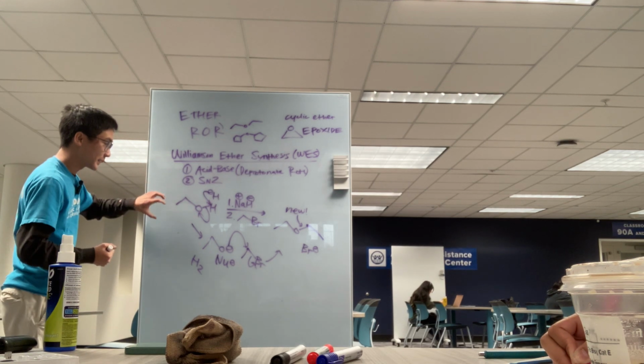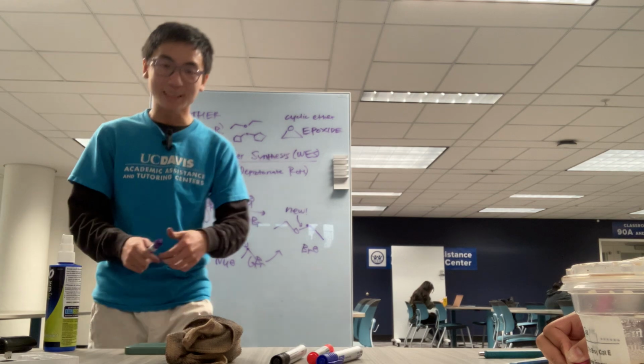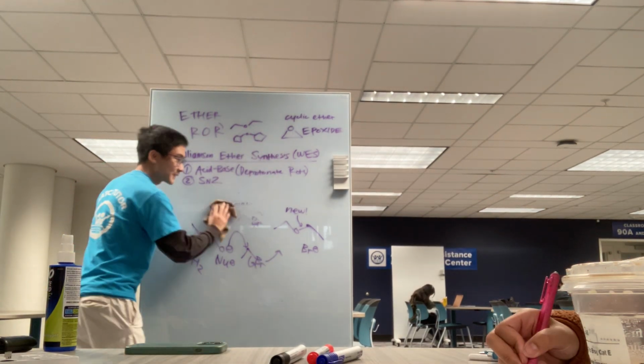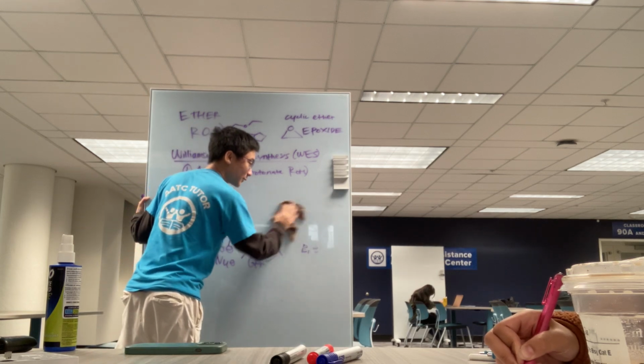So this was an intermolecular Williamson ether synthesis. We can have an intramolecular one, where the nucleophile and electrophile could be on the same molecule, which attacks itself, forming a ring.